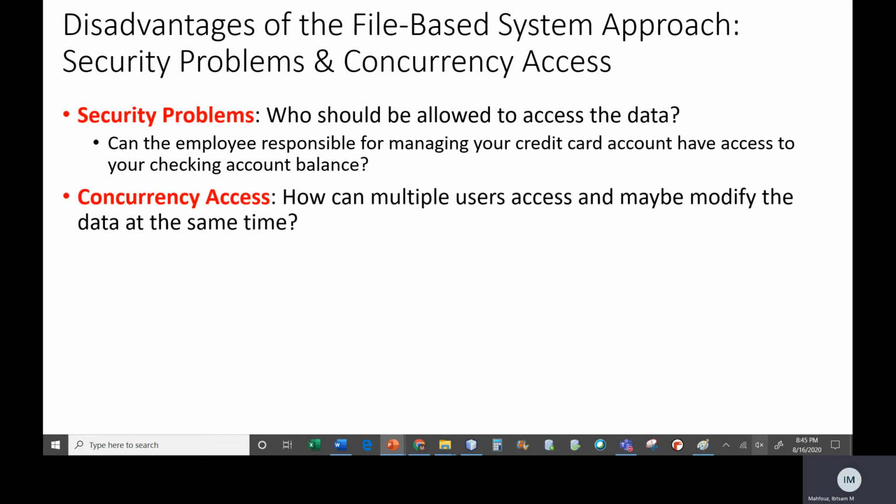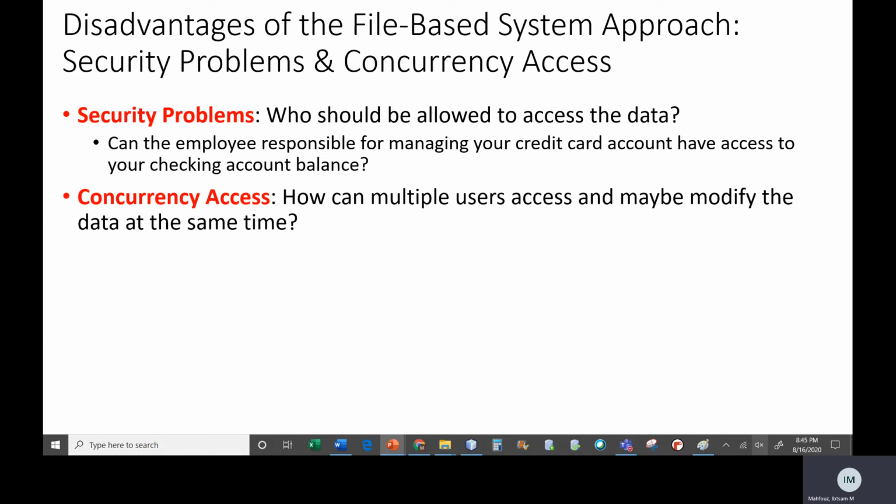Another issue is concurrency access. Concurrency access ties back to the data isolation that we just talked about in the previous slide, where multiple users access the same data and modify the data at the same time. So when you do that, you need to make sure that whoever is accessing the information and updating it, no one else is updating it at the same time.